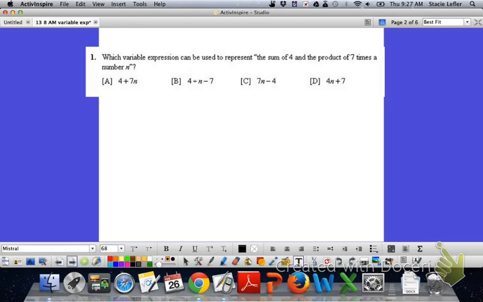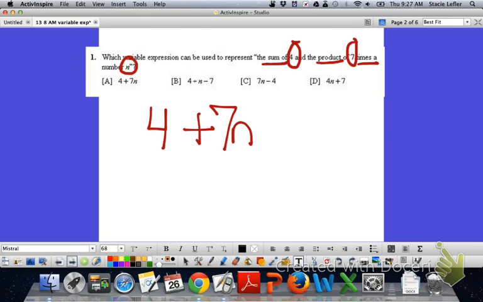Which variable expression can be used to represent the sum of 4 and the product of 7 times the number n? Go ahead and try this one out. So I'm going to underline the actions, like sum means to add, and I'm going to circle the numbers. 4 is a number, product means to multiply, underline it, 7 is a number, times means to multiply, and we're multiplying it by the variable n. So we're going to have the sum of 4 and the product of 7 times n. Which one is this? A.